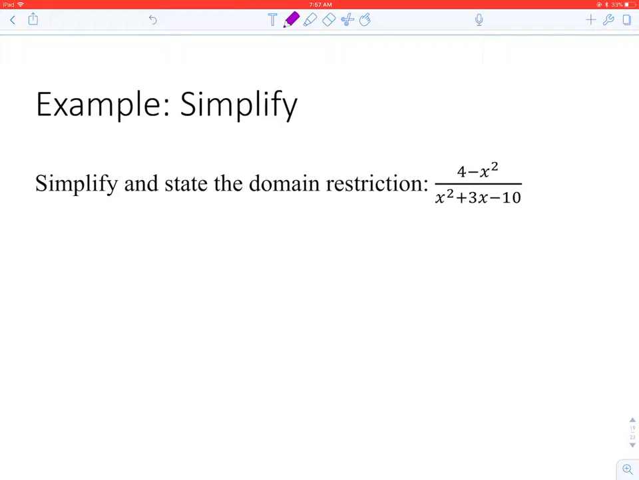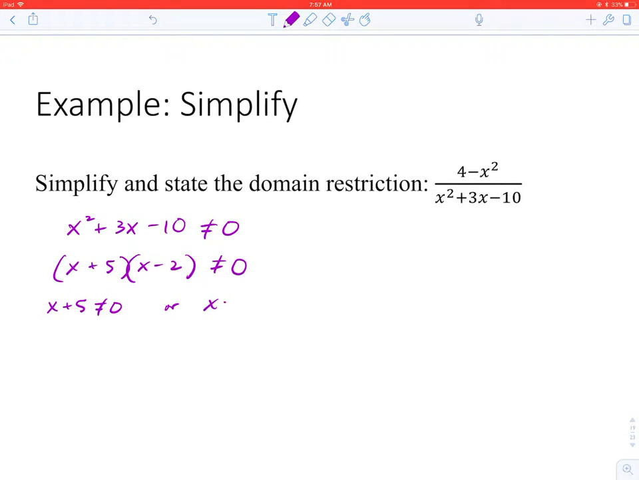Okay, so first let's look at domain restrictions here. So we know the denominator cannot be equal to 0. So that factors to x plus 5 times x minus 2. So x plus 5 cannot be equal to 0, or x minus 2 cannot be equal to 0. So x cannot be equal to -5, or x cannot be equal to 2.